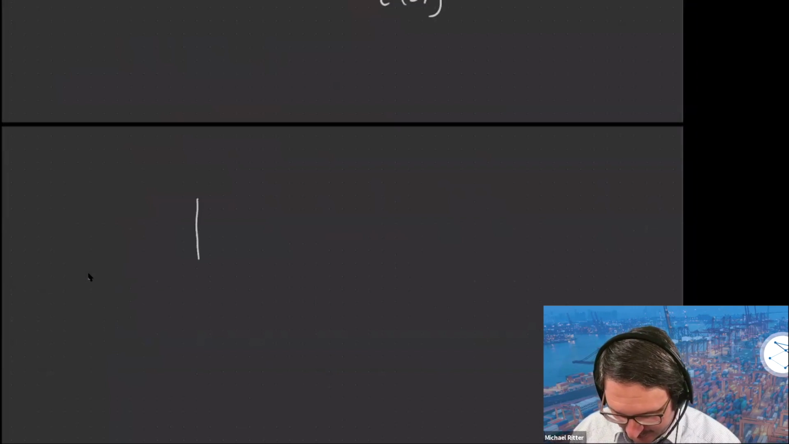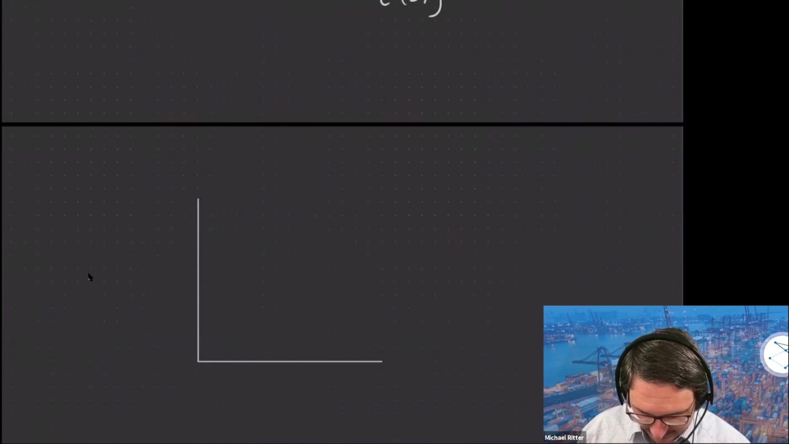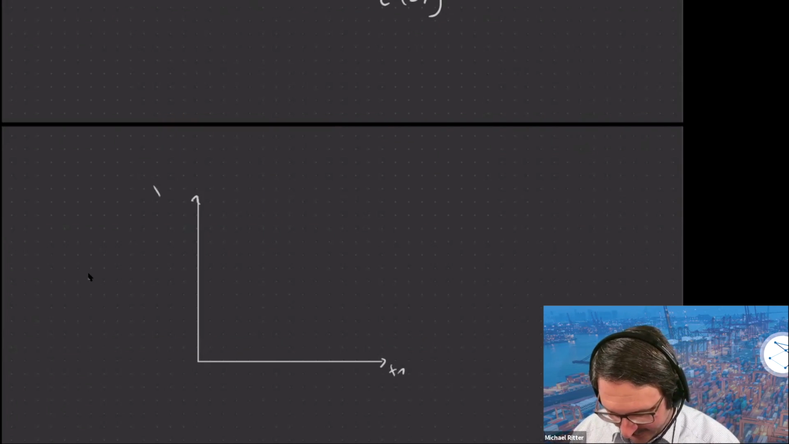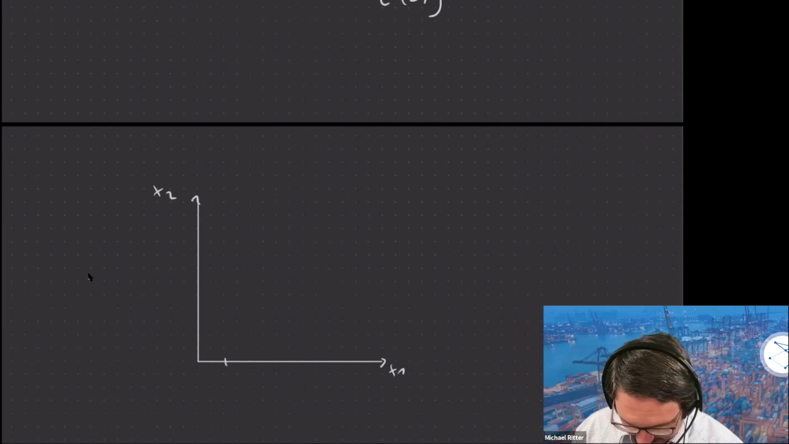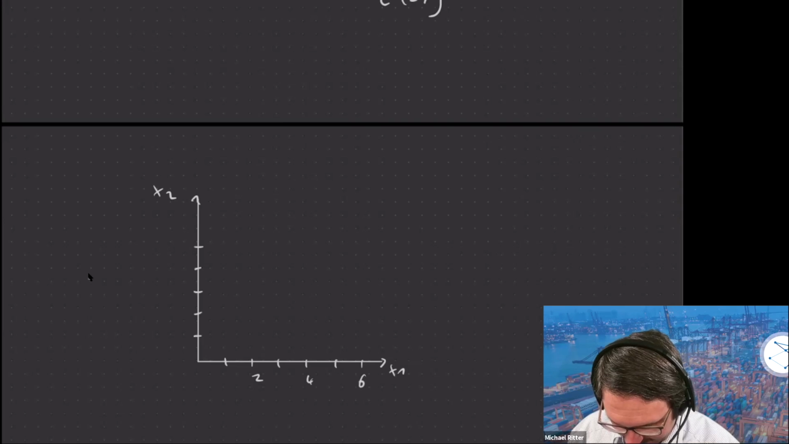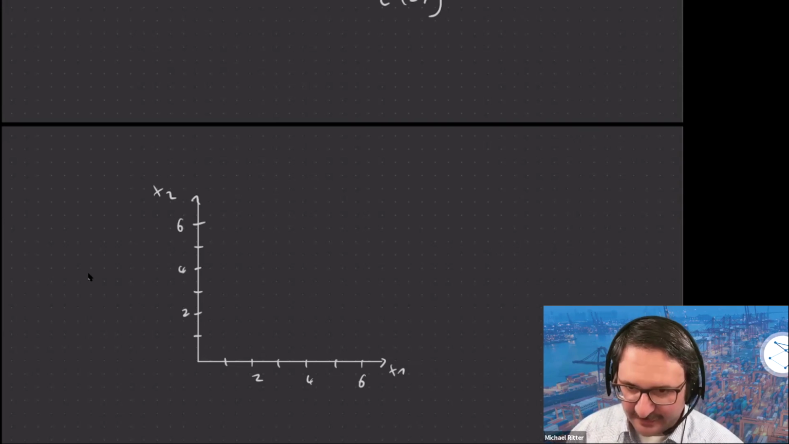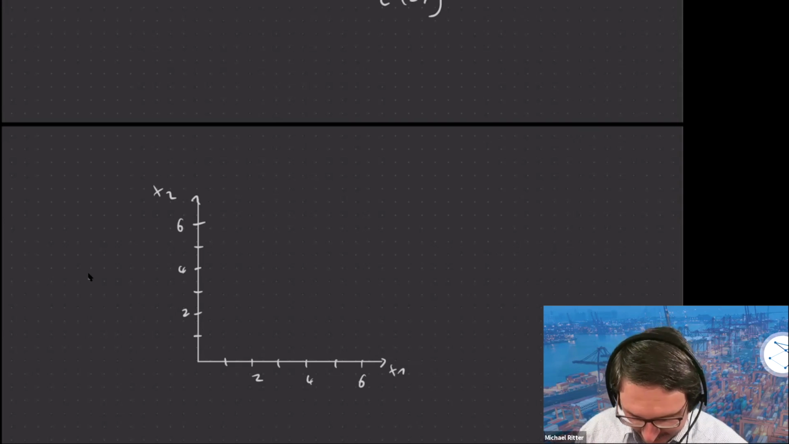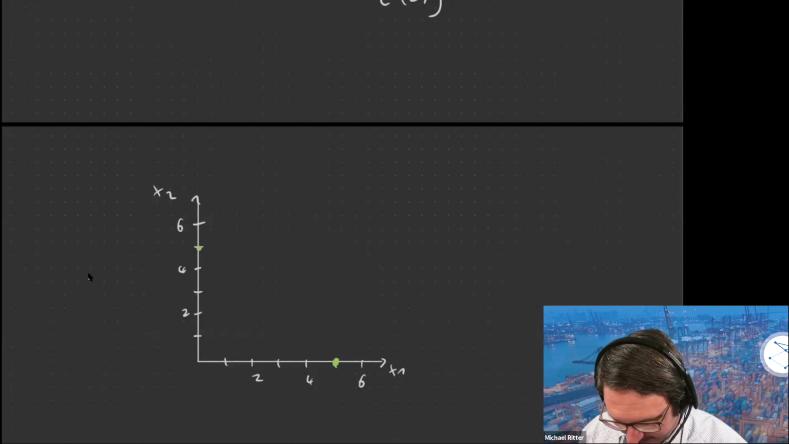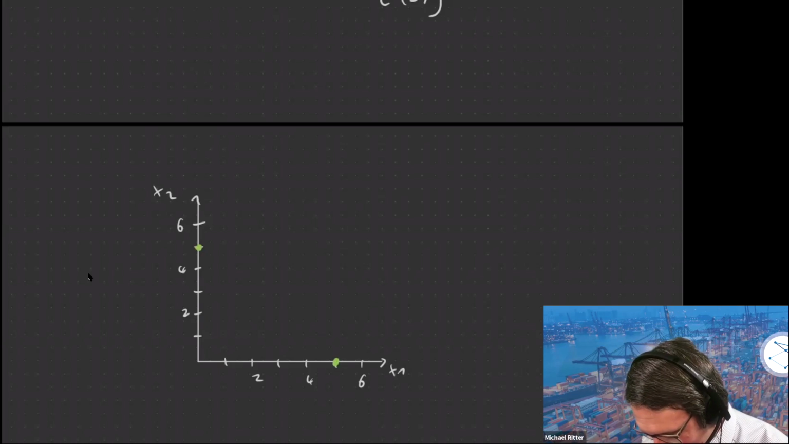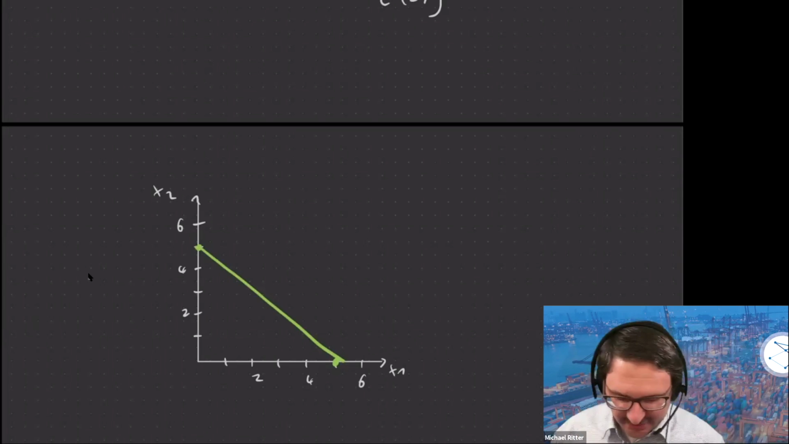So let's catch that one again. Again, I'll have x1 here, and I'll have x2 up here. Let's see, 1, 2, 3, 4, 5, 6. So what we have is, again, that line through 5, 0, and 0, 5. That was the equation that we did not change.